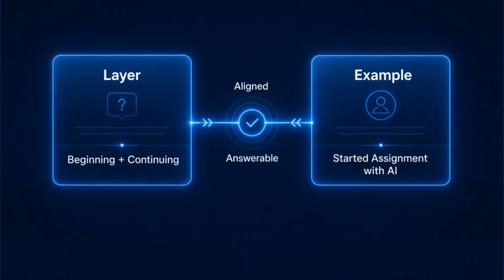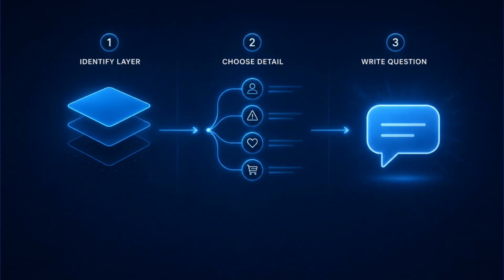Notice what changed. The sub-question named the layer, beginning and continuing academic tasks. The interview question invited an example, a time when the participant started an assignment with AI support. The focus stayed aligned, but the language became answerable. Use a simple three-step move. First, identify the layer inside the sub-question. Second, decide what kind of lived detail you need. Third, write a question that invites that detail in participant-friendly language.